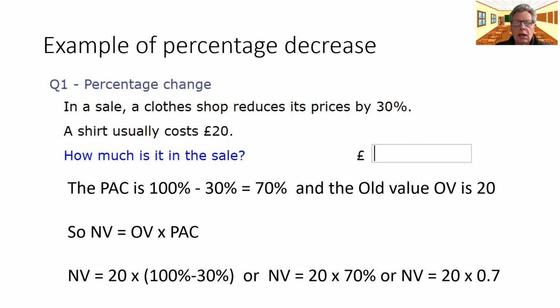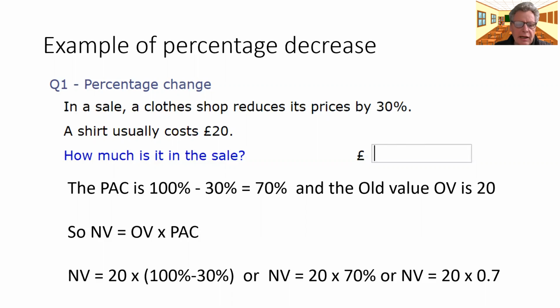Right. This is an example of percentage decrease. So they reduced its price by 30%. So first of all, let's work out our PAC. 100% minus 30% is 70%. Then the old value is 20. So we look at our equation, new value is old value times PAC.